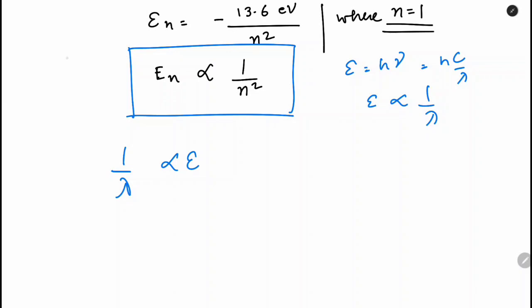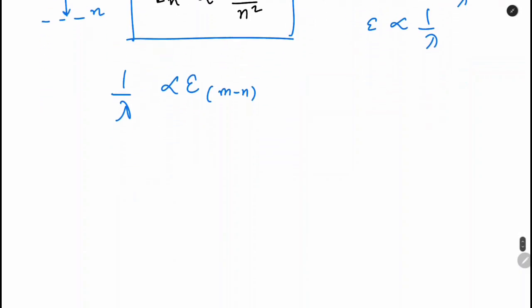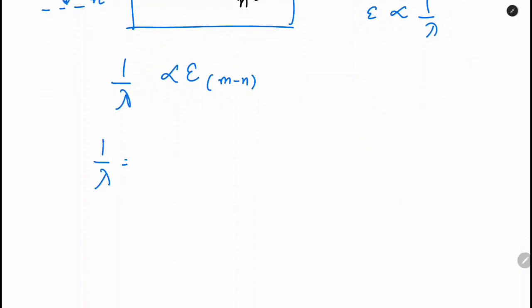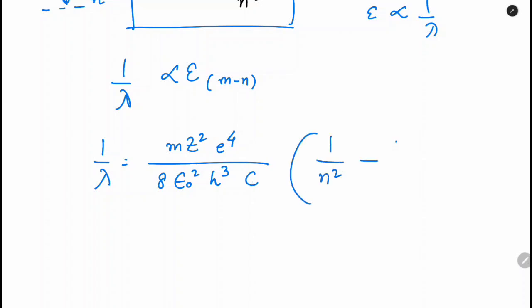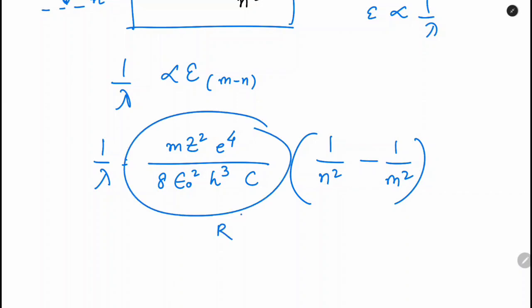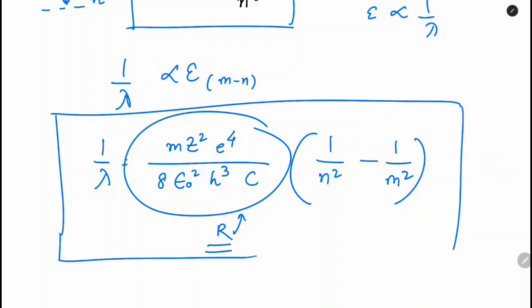So let's say the electron is jumping from the excited state of m to the ground state of n. So m minus n will denote the wavelength, which will come to be 1 by lambda is equal to m z square e to the power 4 divided by 8 epsilon naught square h cube c into (1 by n square minus 1 by m square). And this was written as R, Rydberg's constant. Here we have found that old formula of why the peculiar wavelengths were coming from the hydrogen atom.